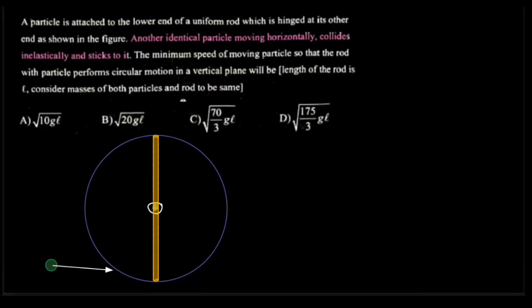So let's say identical, therefore its mass, let's say its mass is m and let's say its mass is also m, and having a length of m. The minimum speed of moving particles so that rod with particle performs circular motion in a vertical plane will be. So how much will that be equal to?